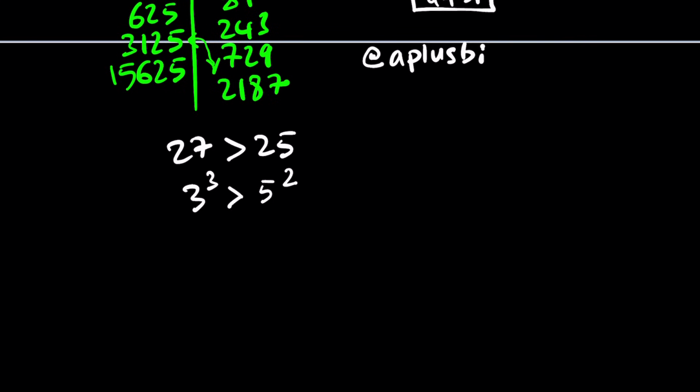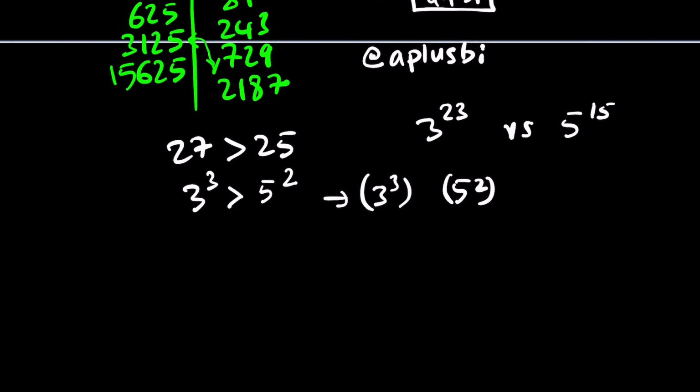Good. But how do we go from here to these? We have 3 to the 23rd versus 5 to the power 15. Now, if you think about it, there's a couple of things you can do. One, you can try to bring these closer together. Like, how can I get close to 23? Well, one way to do it is I can multiply by 8. In other words, I can take these and raise them both to the power 8. And of course, the inequality will be maintained, right? If these numbers are arranged like that, their 8th powers are going to be that way too because they're positive. Now, this gives you 3 to the power 24 is greater than 5 to the power 16.